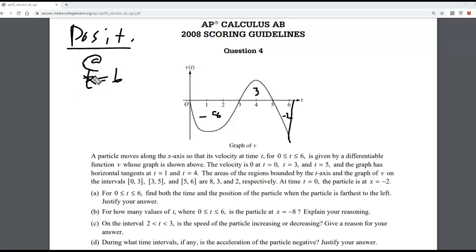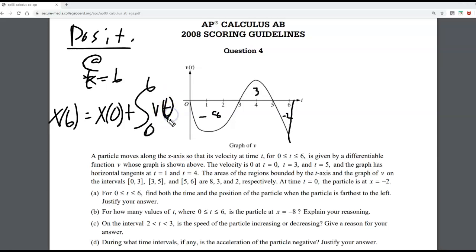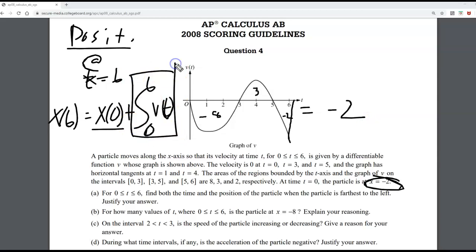Well, the position at t equals 6 is equal to its starting position plus its displacement on the interval from 0 to 6. And displacement is just the integral of velocity. Now, what is our starting position? They tell us it's negative 2. So this first piece here is negative 2. That's the starting position. And this piece here, once again, that's area under the curve, right? But notice it's not absolute value this time.